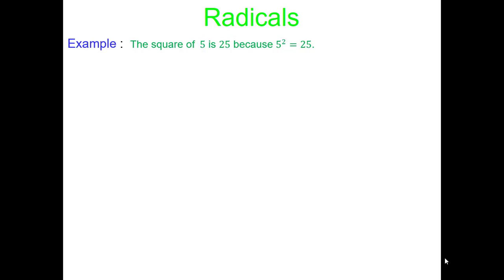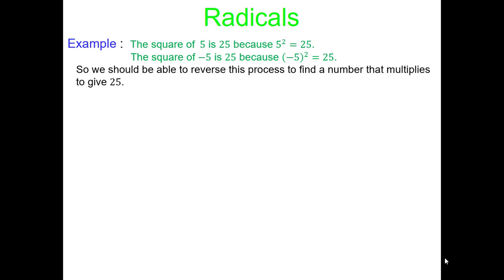So we know that if we square 5, the answer is 25. And that's because 5 multiplied by itself gives me 25. Now also, if we square negative 5, the same thing happens because negative 5 times itself also gives me positive 25. So there should be some sort of process that reverses this process of squaring to determine a number that multiplies to give us 25. And we refer to that as a square root.